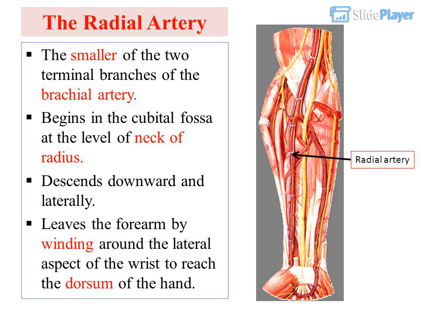The radial artery is the smaller of the two terminal branches of the brachial artery. It begins in the cubital fossa at the level of the neck of radius. It descends downward and laterally. It leaves the forearm by winding around the lateral aspect of the wrist to reach the dorsum of the hand.